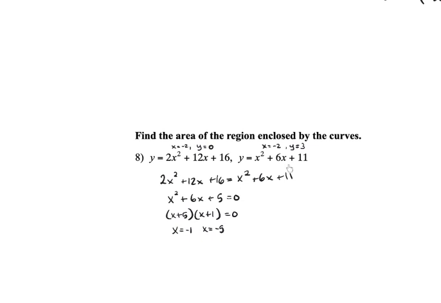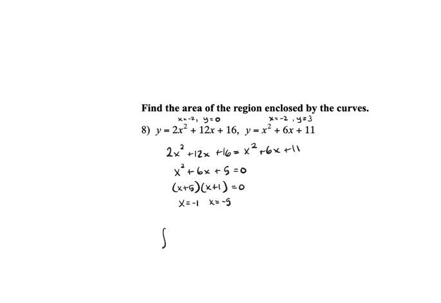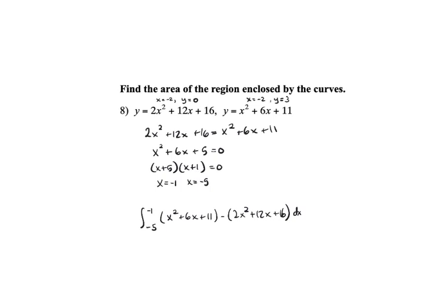So when we set up the integration problem now, the limits of integration are from negative 5 to negative 1. We start with the upper function, subtract the lower function, and combine like terms.